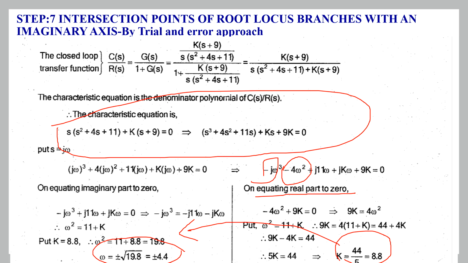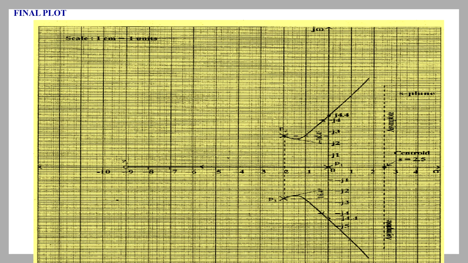So let us draw the final plot. Now let us combine all the steps we had solved into a single plot, and we'll discuss the stability of the system. We'll conclude about the stability of the system. So this is my imaginary axis. This line is my real axis. The scales are marked here.